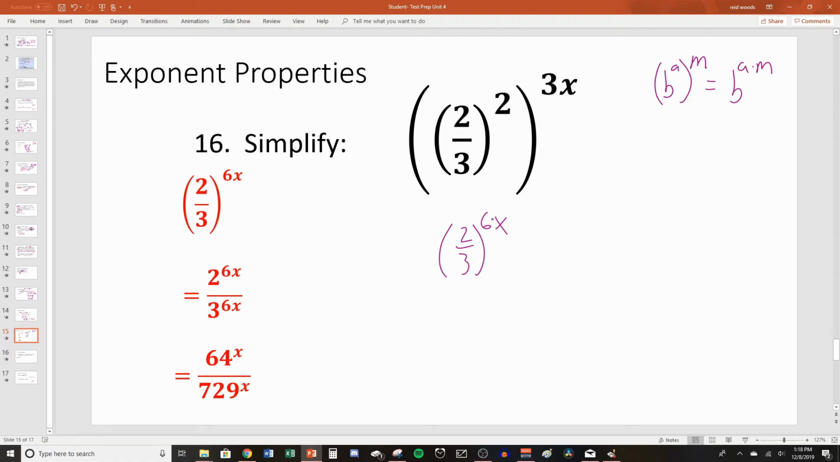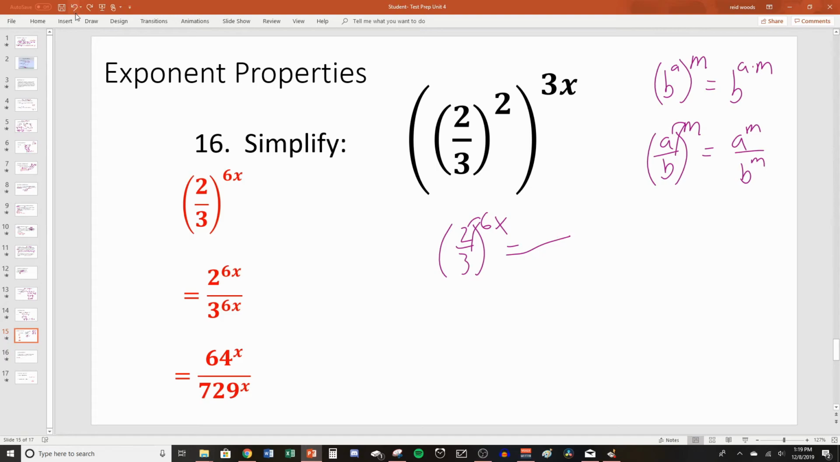Now, the next thing that happens is this. If I have a power, I'm going to write another rule. If I have a over b to the m, that's the same as saying this, a to the m over b to the m. Essentially, you are taking this m and distributing it to their exponents. So we're going to try that. We're going to distribute this to our exponents here.